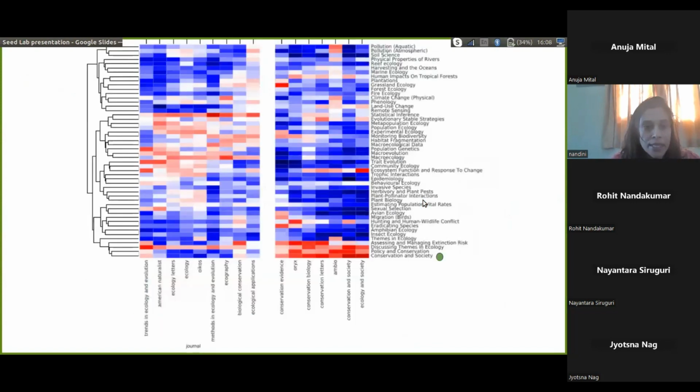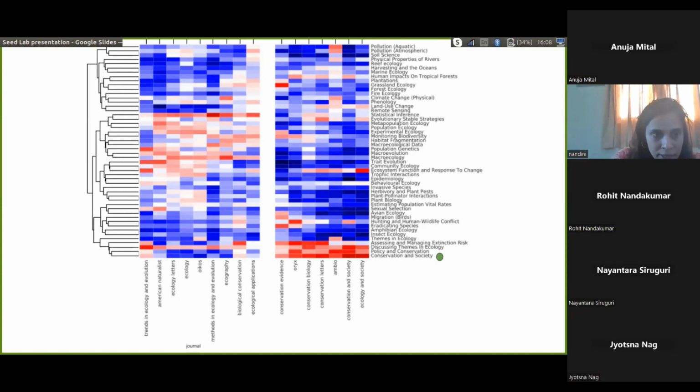In the next slide, you'll see that the same paper machine read the full text of about 32,000 research articles published in 16 ecology journals and conservation biology journals. And they created a heat map of the topics covered in these journals. They showed that conservation and society were important topics covered in the emerging discipline of ecology, and in the emerging discipline of conservation biology that is rapidly changing.